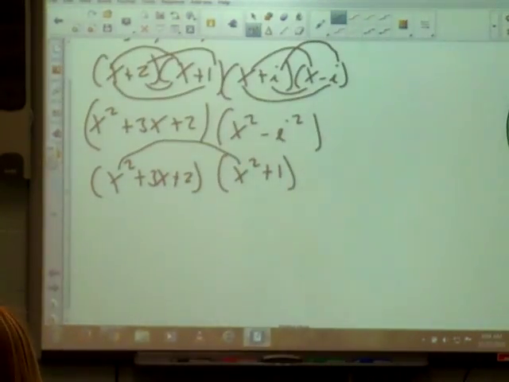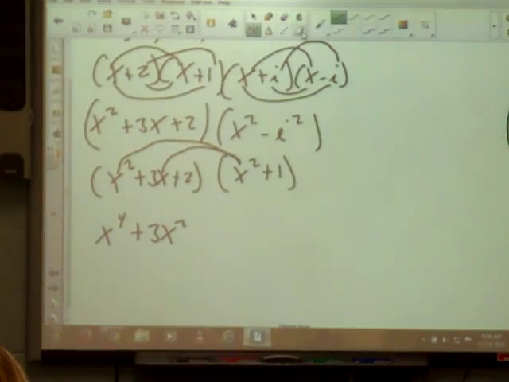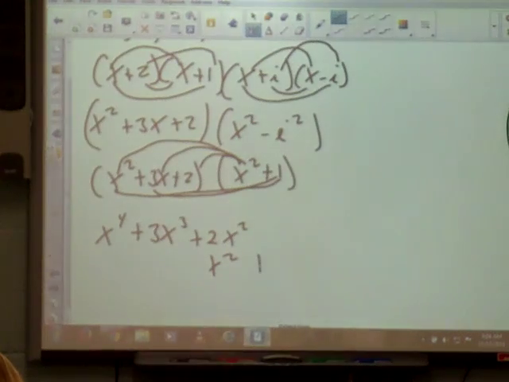So that'll get me x to the 4th plus 3x cubed. X squared times x is x cubed. Then plus 2x squared. Now I've got my 1: x squared, 3x, and 2.